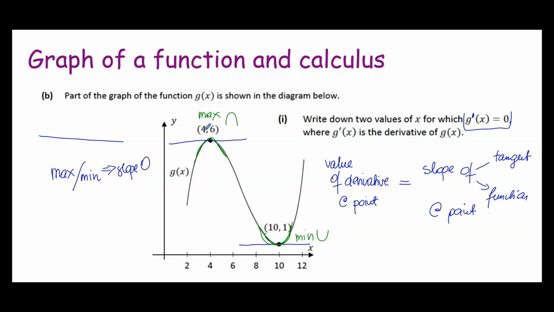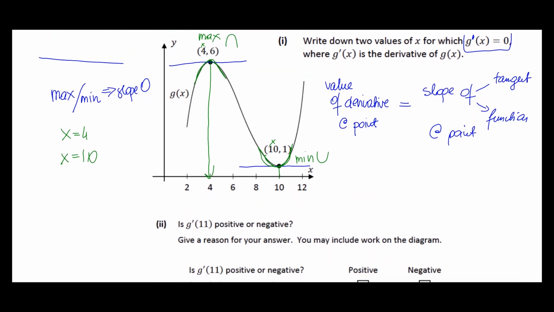So in this case, what's the value of x? We are told that here the x coordinate is 4. So we are saying x is 4. And here we are told that the x coordinate is 10. Therefore, x is 10. Now let's have a look at the second part.